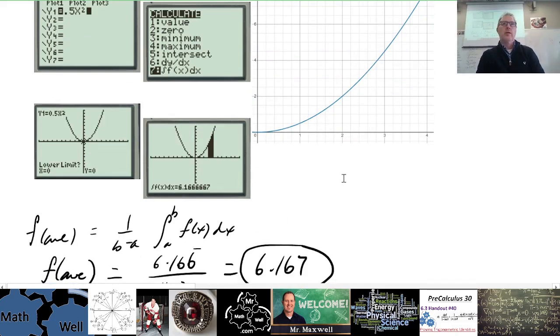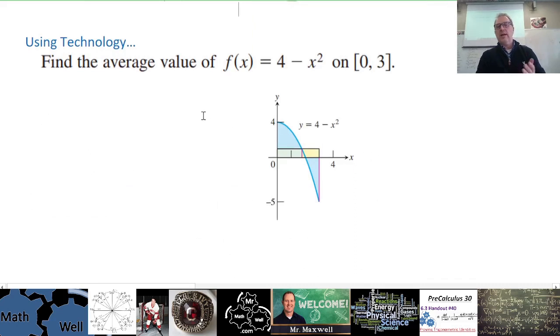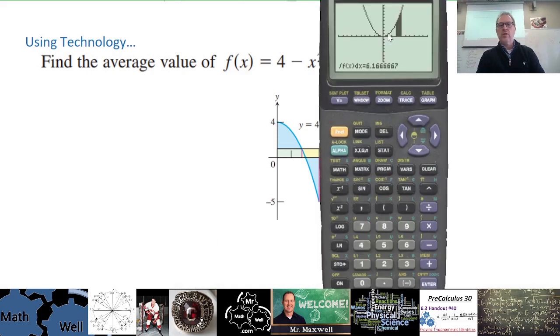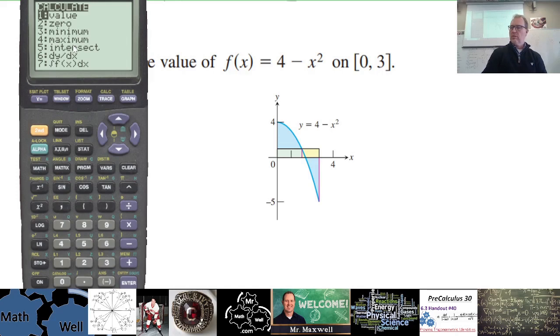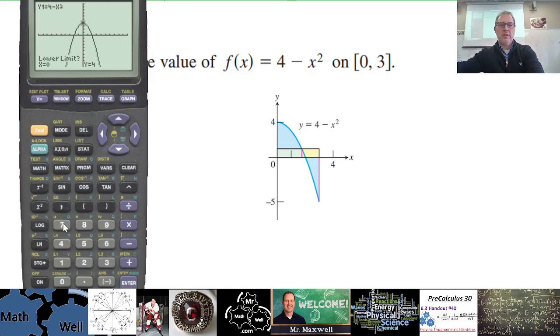Okay, pretty straightforward. All right, let's try the question we did earlier with the graphing technology. So I'm going to go back to my y equals and clear that. I'm going to put in 4 minus x squared. I'm going to do second function, calculate, to get to my calculate menu where I have all those great options. I'm going to type number 7. My lower limit is 0, so I put in 0, enter. And then I put in 3, enter.